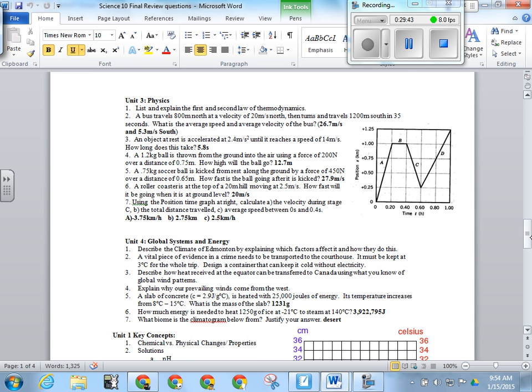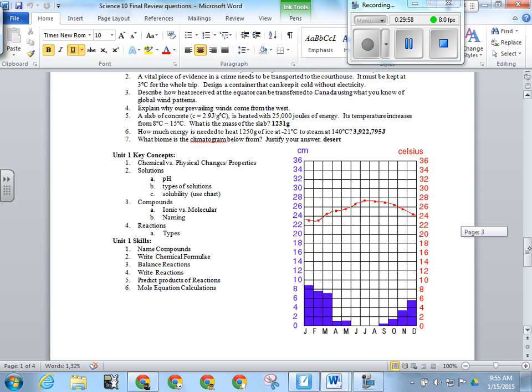Okay, and then you got the physics questions there. Again, every single one of those problems is an old exam question. So it gives you a pretty good idea of level of difficulty. There's a graph on here that it asks you to analyze, all that kind of stuff. And then there's some global system stuff, including climatogram.